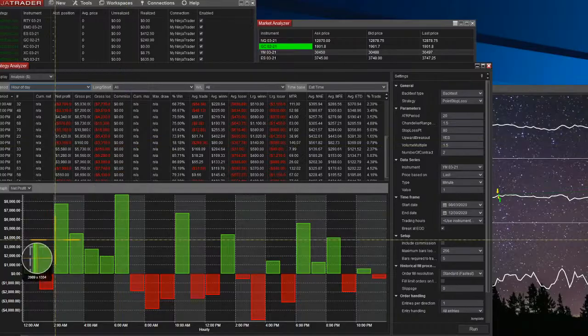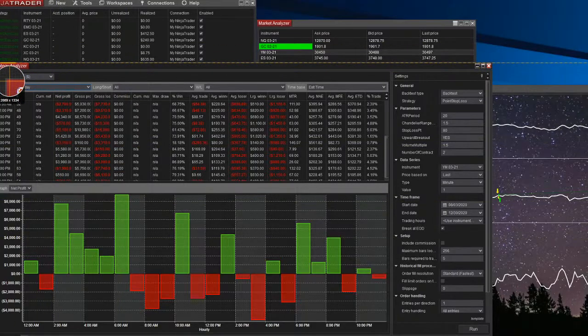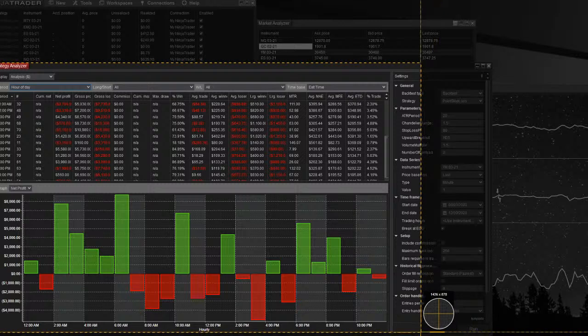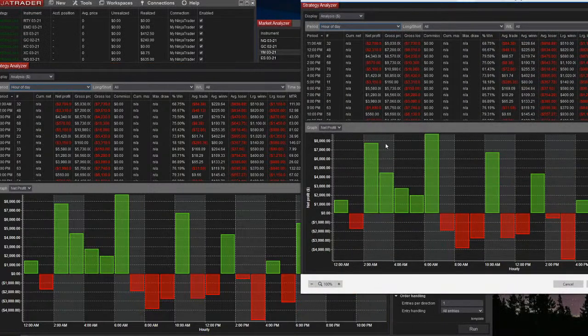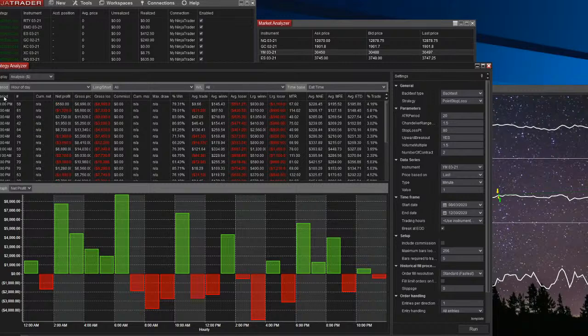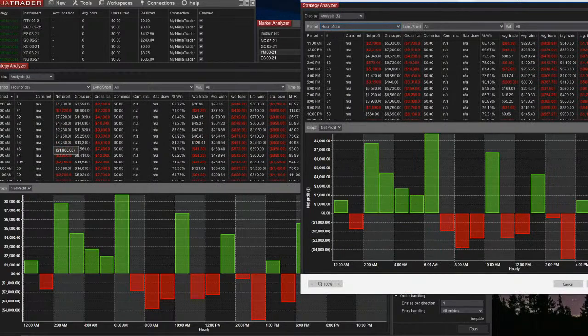You guys are probably like, this is so stupid. This is so exciting to me. Like, I find this very exhilarating. I want to make this by AM. Look at 2 AM. 6 AM, 8,700. Why would you even trade YM during the day?